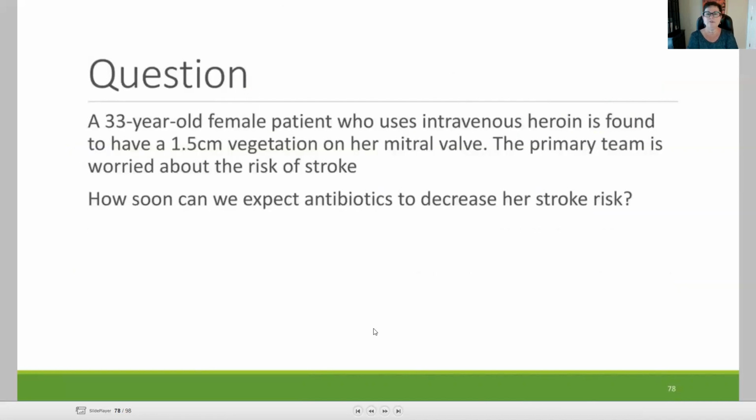So a 33-year-old female patient who uses intravenous heroin is found to have a 1.5 centimeter vegetation on her mitral valve. The primary team is worried about the risk of stroke. How soon can we expect antibiotics to decrease her risk of stroke? And this surprised me.